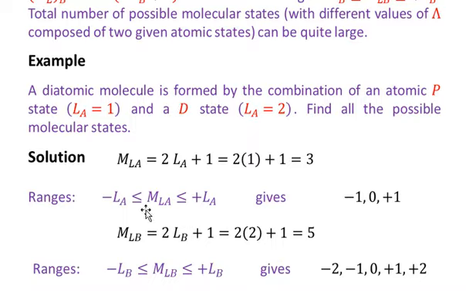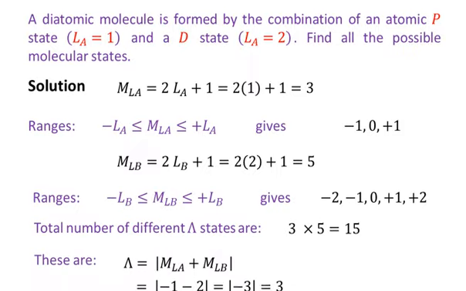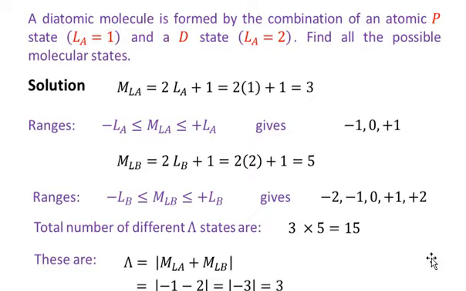The values of these projections, ranging from minus LA to plus LA, will be minus 1, 0, and plus 1. And MLB is defined by 2LB plus 1, where LB is equal to 2. Here this is not LA, this is actually LB equal to 2. So putting the value LB equal to 2, you have 5 values. So MLB has 5 possible projections on the internuclear axis, and according to this equation, these 5 values will be minus 2, minus 1, 0, plus 1, plus 2.